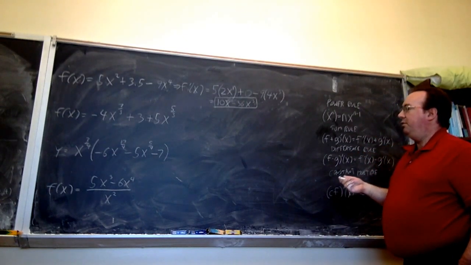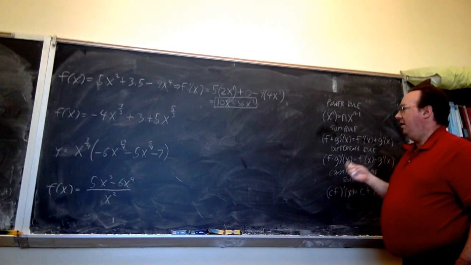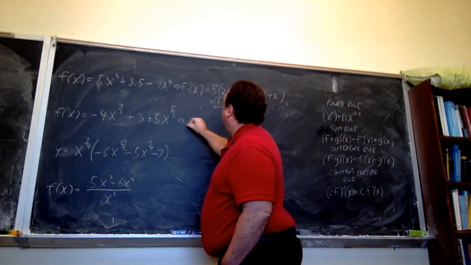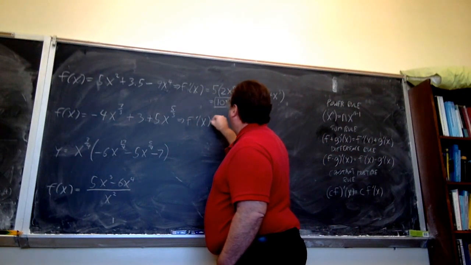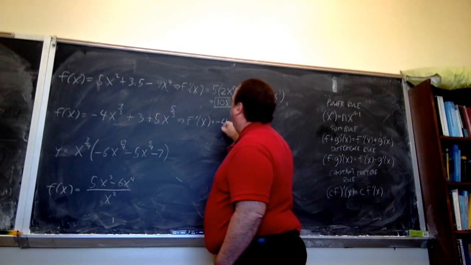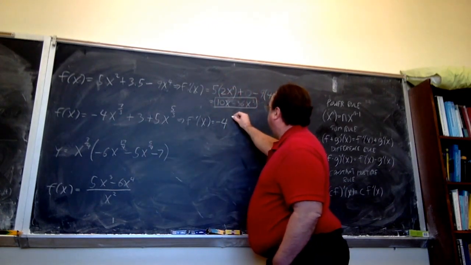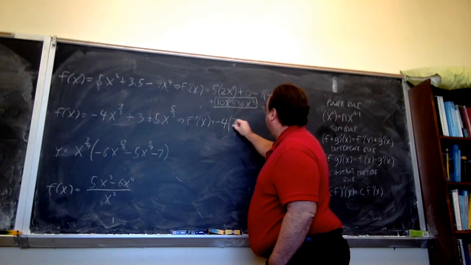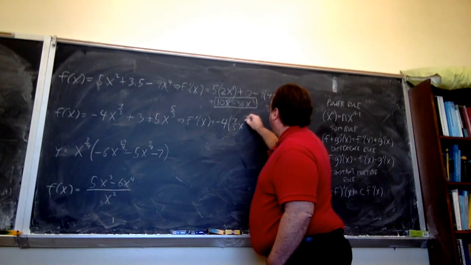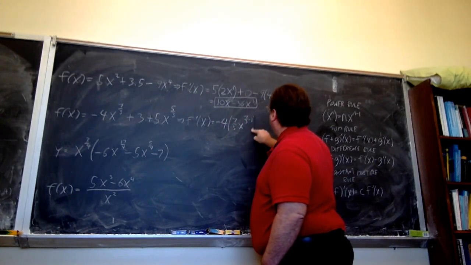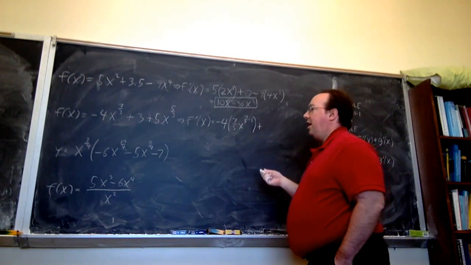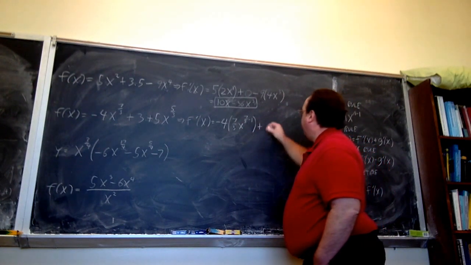Now we can do the same thing with the next example. We happen to have fractional exponents, but the procedure is exactly the same. So f prime of x would be minus 4, and then we have, by the power rule, 7/3 x to the 7/3 minus 1. And then moving on to the next term, it's just a constant function 3. The derivative of that is 0.